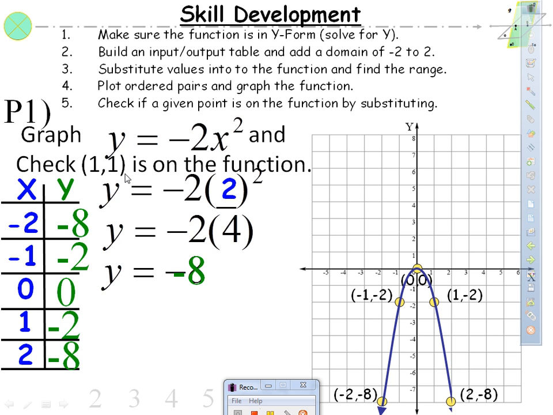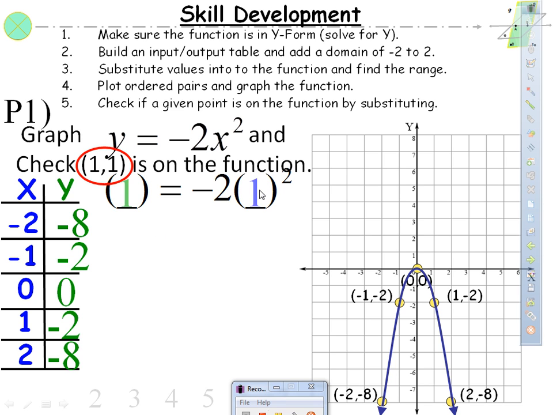My parabola, there it is. And to check, to see if this point is on this function first without graphing, check this out. So I'm going to go ahead and substitute those values in the equation. So here goes 1 and here goes 1. So what is 1 squared? 1. So this is -2 times 1, which is what? -2. Is 1 equal to -2? No, therefore this point is not on this function. This is one way of checking it.